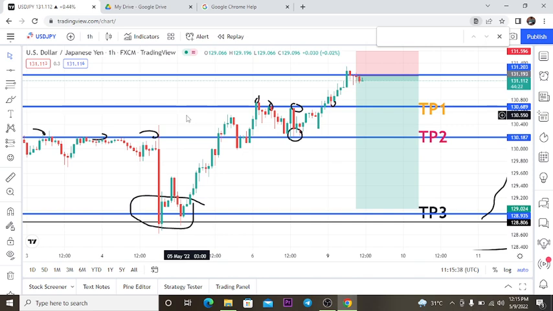It's just a simple analysis I wanted to show you. You can also monitor the trade and see how it goes on your own.